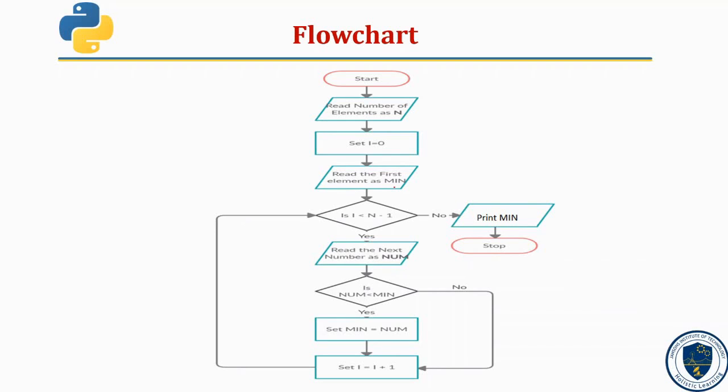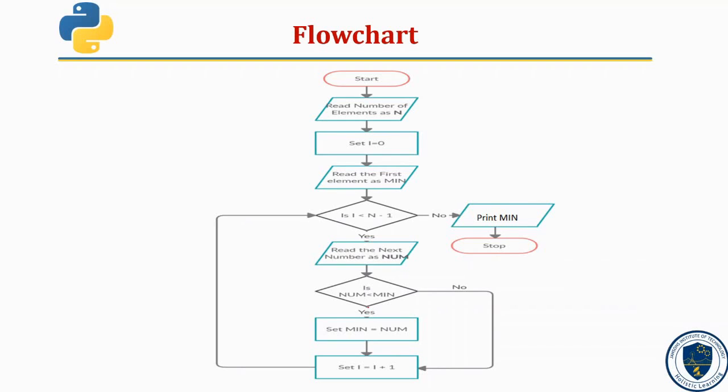So if the condition gets true, I am going to read the next number and inside that I am going to check further if the given number is minimum or not. So an inner decision has been made. So I am using a diamond symbol over there again to make a decision. So if yes, I am going to set the minimum number equal to num. If no, I am going to access the next number from the list. For that I am going to give set I is equal to I plus 1.